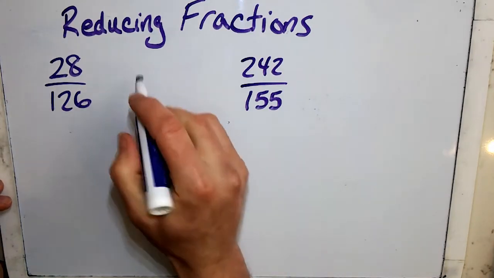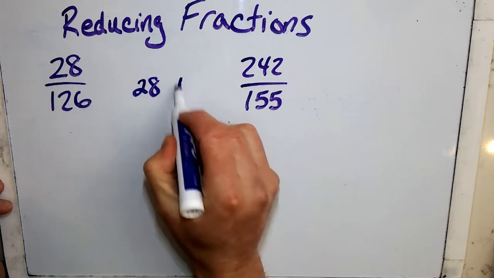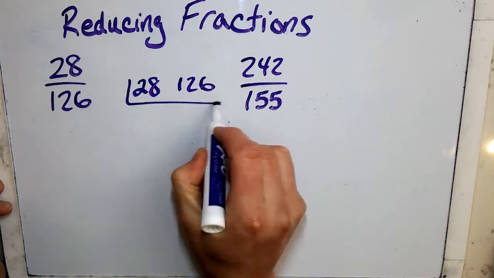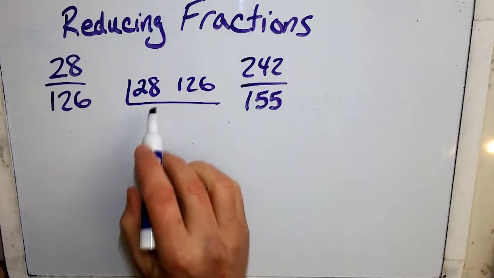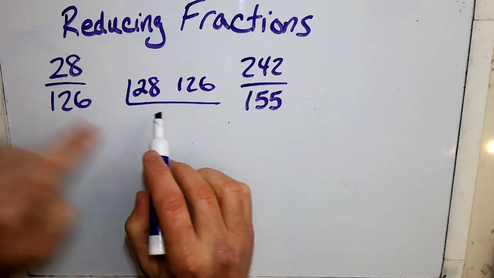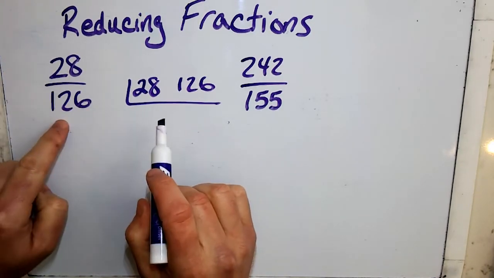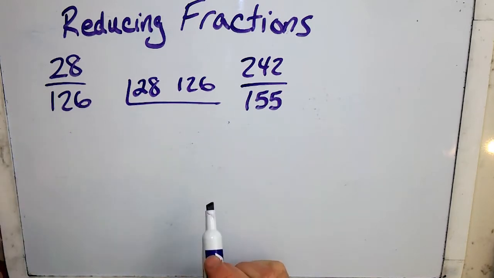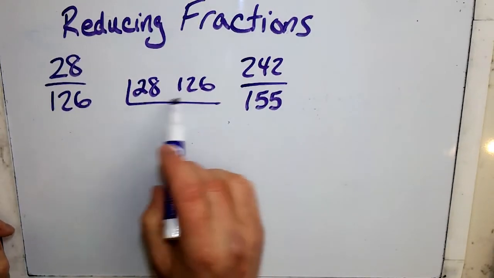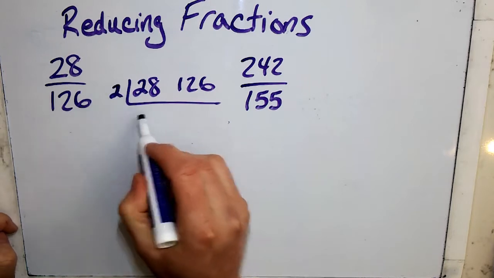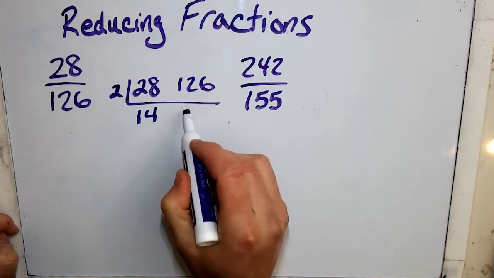Now I'm going to use the ladder method just to make it easier. So I'm going to put both numbers. I always put the first one, the top one on first, the bottom one second. So any number that goes into this, I can see 2 goes into it. So I divide both by 2.